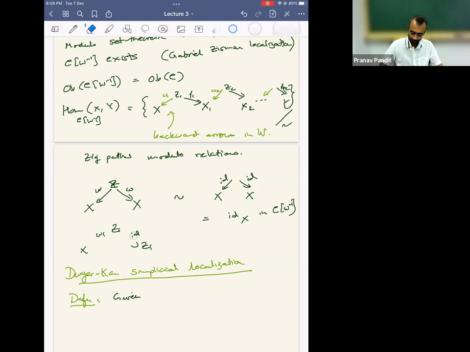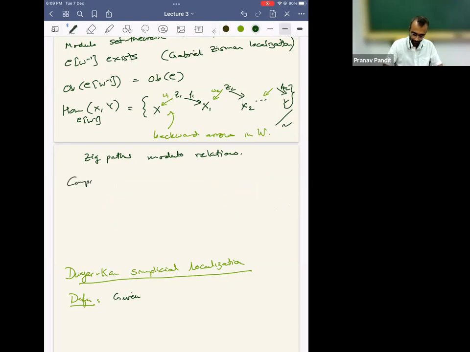Because I didn't tell you how to compose maps, maybe I should tell you that. So composition is defined as follows. If you have X, W, Y, let me just show you how it works for a single zigzag. So X, F, and I have Y prime. If I have U and B, then I simply form the fiber product here, U cross Z Y, and then look at this arrow. I mean, look at the outer part of the diagram.